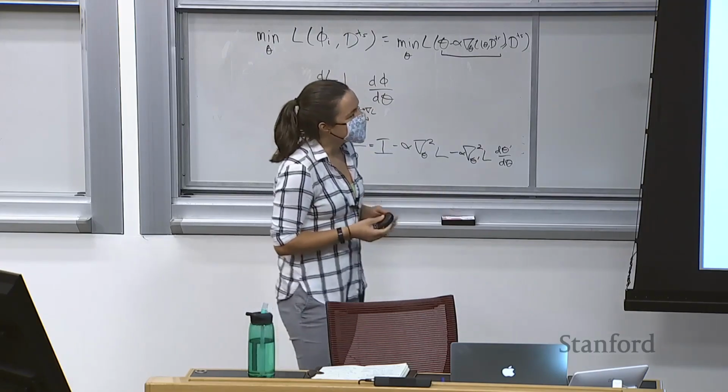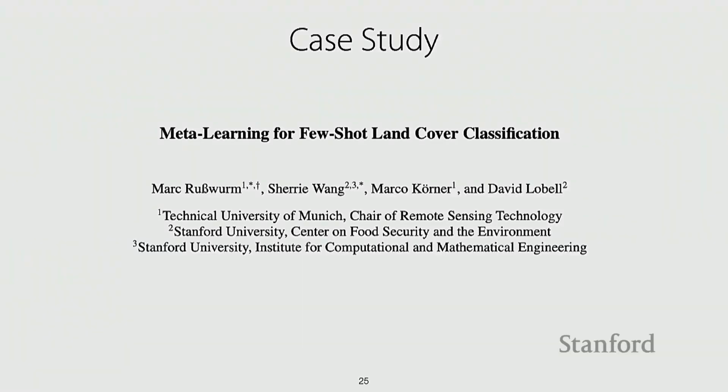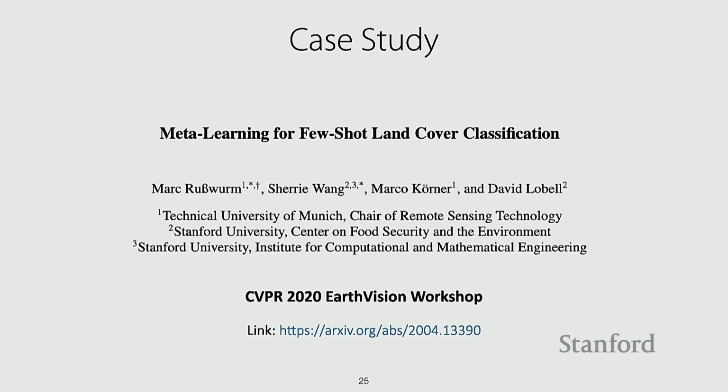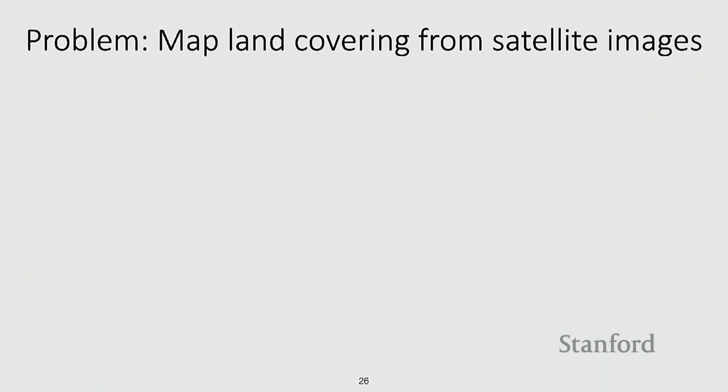And so in particular, this paper wanted to be able to predict land cover. And this can be useful for essentially trying to monitor how the Earth is being used over time and can be used for various conservation efforts or urban planning or other things. And it was at the Earth Vision workshop in 2020 at CVPR. Okay, and so the problem is they want to map land cover from satellite images. Satellite images are relatively cheap to get. Getting land cover annotations through on-the-ground surveys is a lot harder to get.